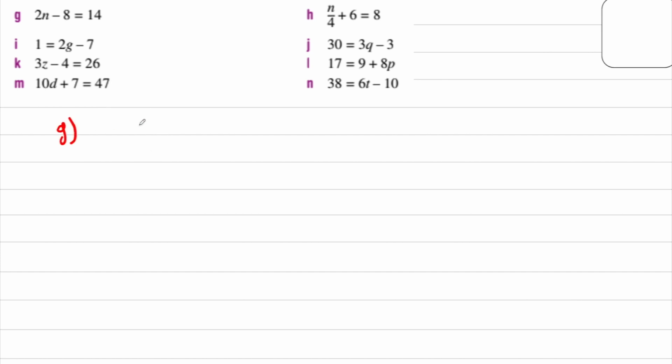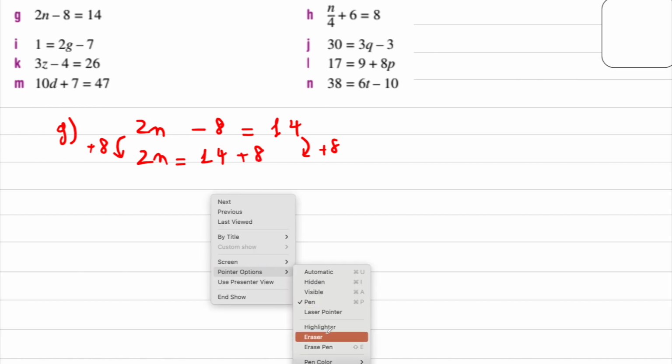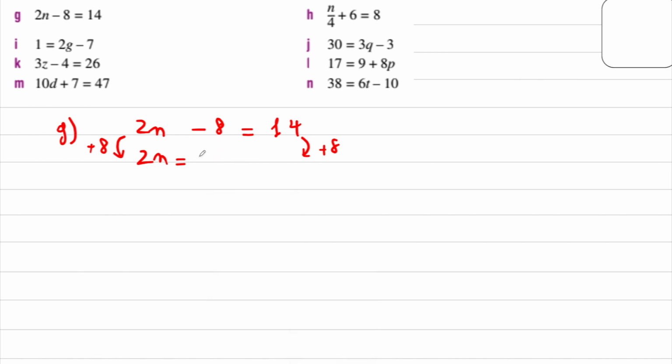About question G: 2n minus 8 equals 14. The first thing I will do is add 8 to both sides. You get 2n equals 14 plus 8. I can write down the answer immediately. Then divide by 2. You get n on this side, and dividing by 2 you get 11.